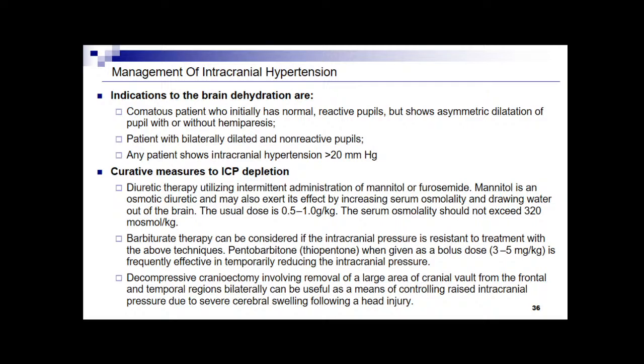Mannitol is an osmotic diuretic and may also exert its effect by increasing serum osmolality and drawing water out of the brain. Osmolality of blood increases, and along the osmotic concentration gradient, excessive water will be attracted from brain tissue into blood. After the osmolality has been increased by mannitol, you must prescribe furosemide. It's a direct diuretic which removes excessive volume of water from blood through the kidney.